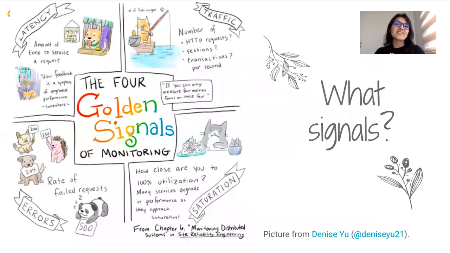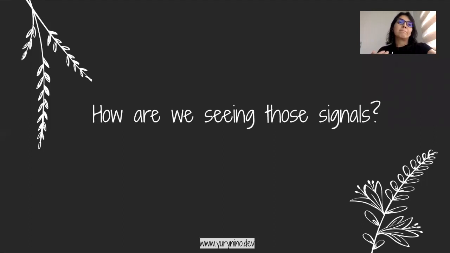Latency is defined as the time that it takes to service a request. It is a symptom of degraded performance in a system in an incident, for example. Traffic is a measure of how much demand is being placed on the system. Some examples include the number of HTTP requests, sessions, and errors. Errors are the rate of requests that fail. For example, HTTP 500 errors. And finally, saturation is about the utilization of the resource. For example, the utilization of the CPU or the memory RAM.